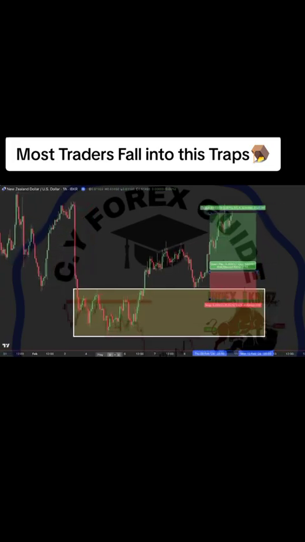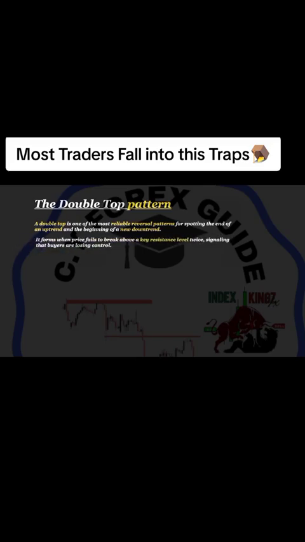Now that we've covered trading the break and retest strategy with the trend, it's time to focus on how to spot and trade reversals, catching the beginning of a new market move. Let's start with the double top pattern. A double top is one of the most reliable reversal patterns for spotting the end of an uptrend and the beginning of a new downtrend. It forms when price fails to break above a key resistance level twice, signaling that buyers are losing control. Let's break it down step by step.